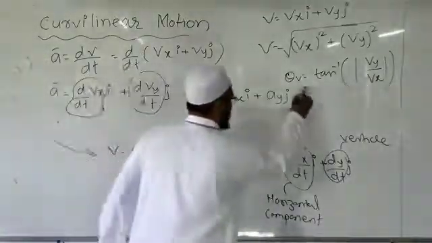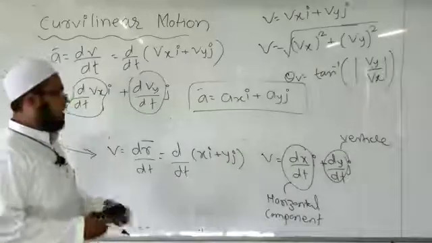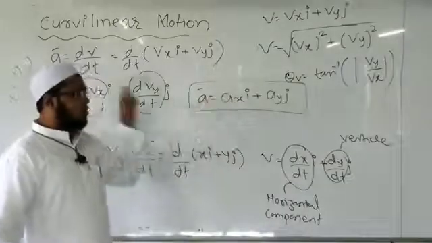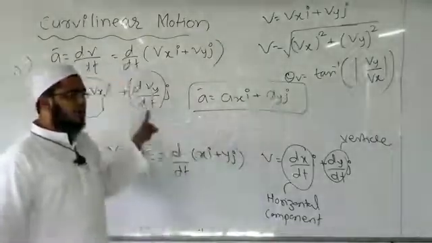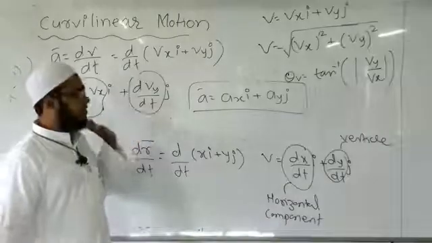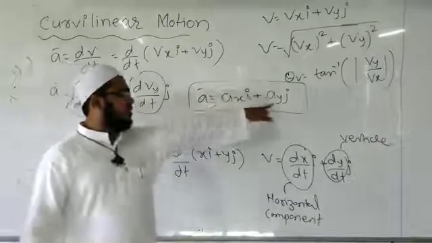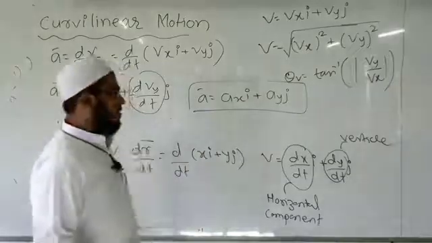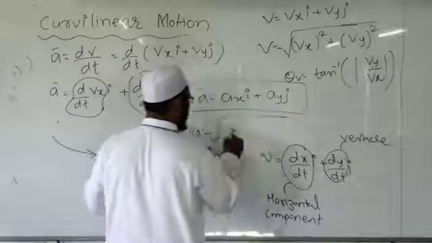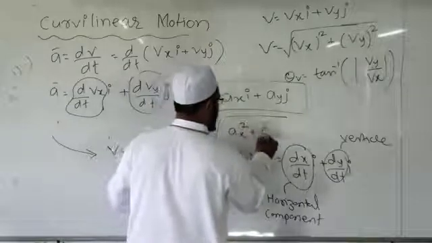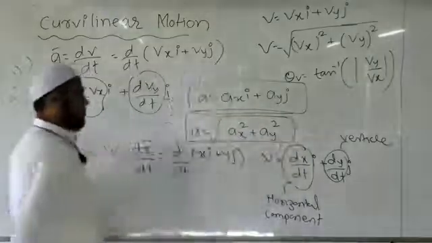The equation of acceleration is a bar equal to ax i plus ay j, where ax is equal to dvx by dt and ay is equal to dvy by dt. These are the horizontal component of acceleration and the vertical component of acceleration. If I require the total magnitude of the acceleration a, then a equals root of ax square plus ay square. This is the formula.